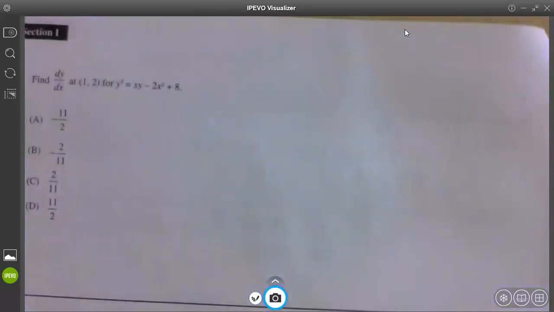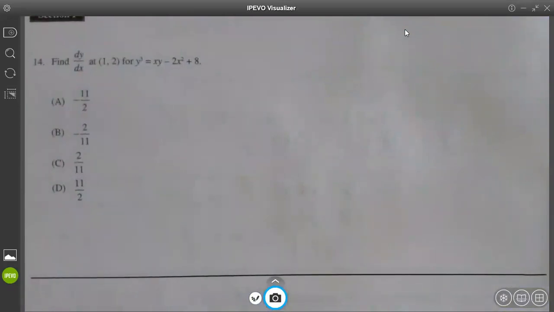All right, 14. This one should have been an easy one. Did anybody get 14 right? And did the work? It's a pretty easy one. All right, what do I do? Take the derivative. Every time I take the derivative of y, what do I do?